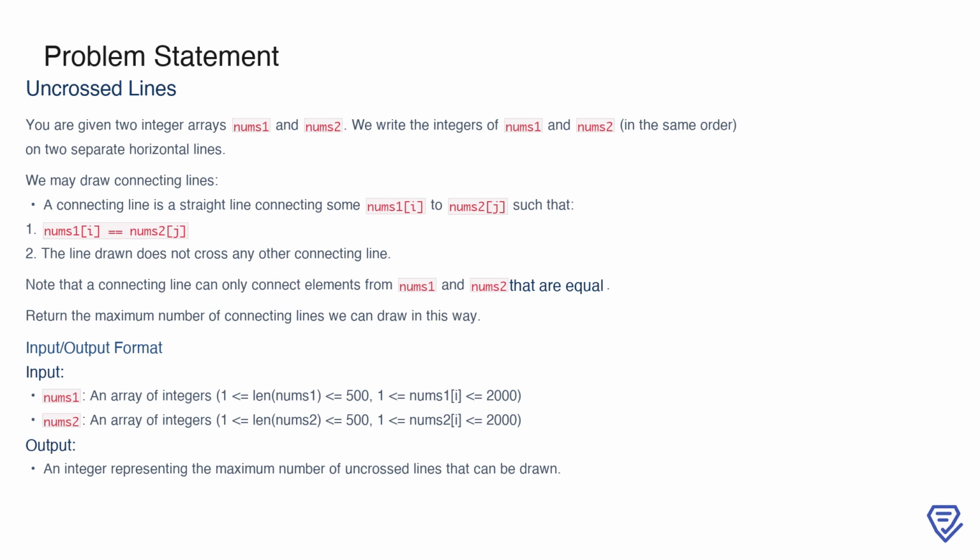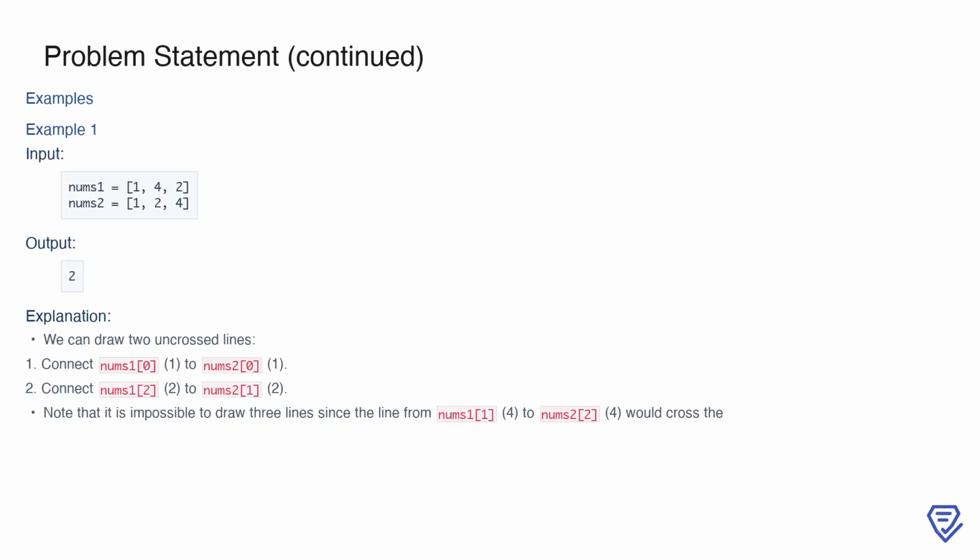The input consists of the two arrays, where their lengths are limited to 500, and their elements are integers between 1 and 2000. The output is a single integer representing the maximum number of uncrossed lines possible. To understand this better, let's look at an example.